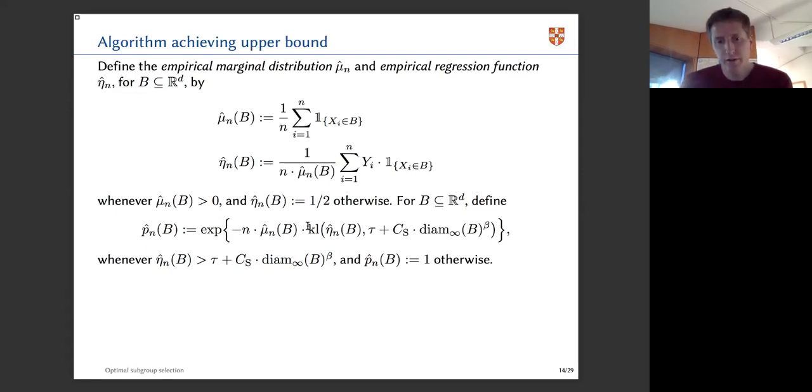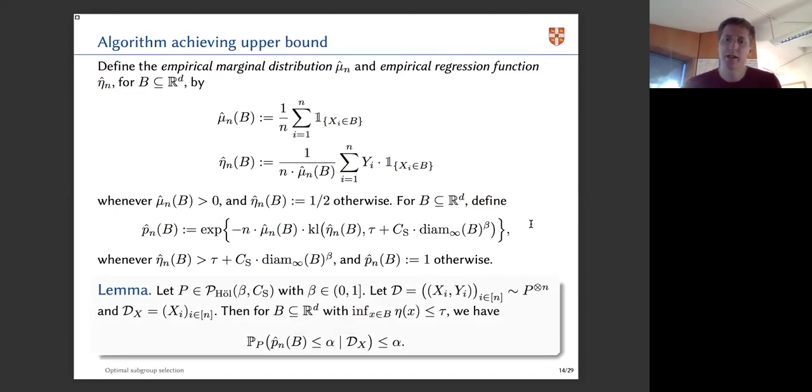But if this Kullback-Leibler divergence is big, that is giving me evidence against the null hypothesis, and I need to modulate that by the number of data points that I've got in that set. So the more data points I have in the set, the more powerful this evidence becomes.